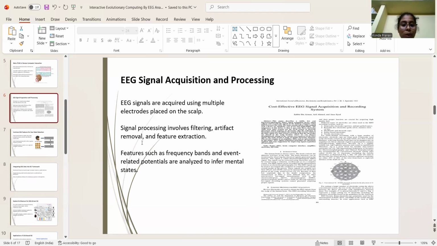EEG signal acquisition and processing. EEG signals are acquired using multiple electrodes, and signal processing involves filtering, artifact removal, and feature extraction. Through feature extraction, we can extract frequency bands and event related potentials that can be analyzed to infer the mental states of a user.